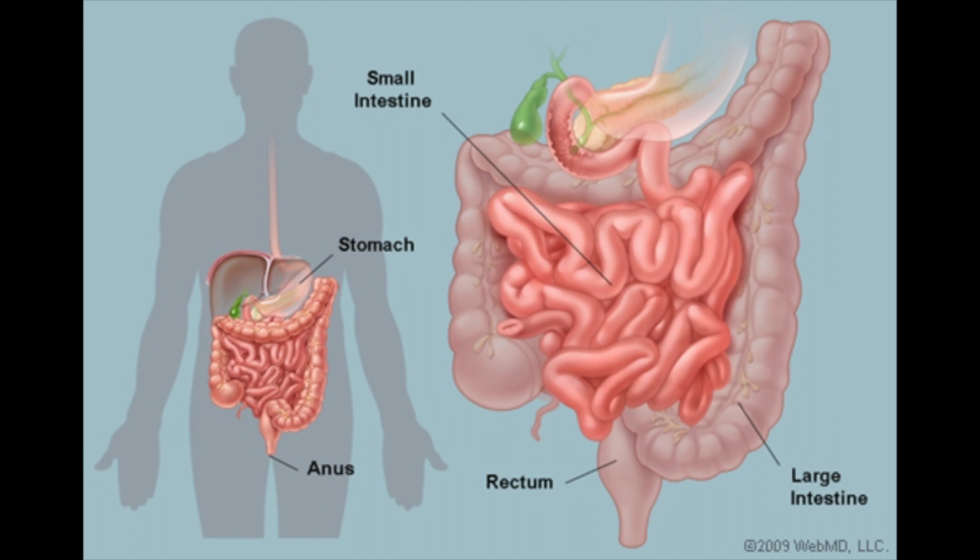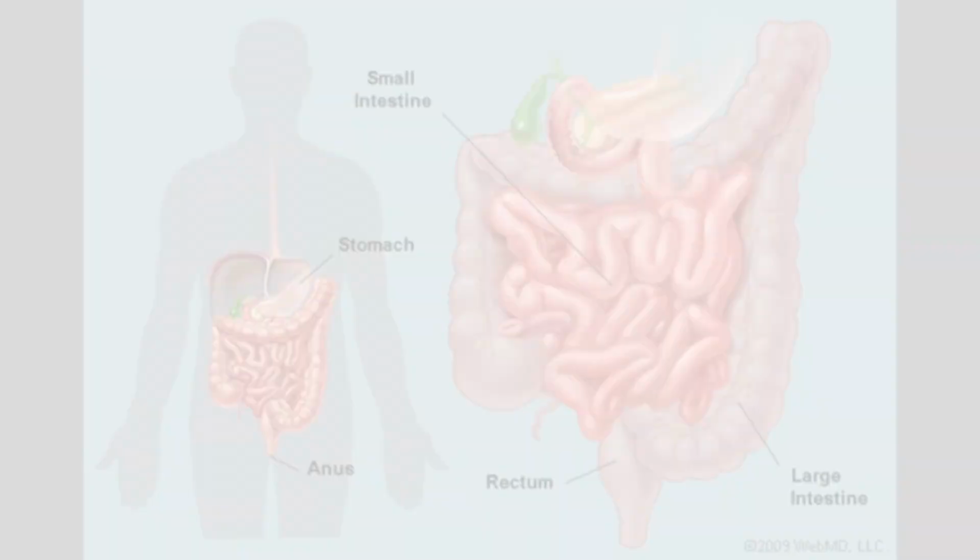For absorption, the walls of the small intestine are lined with convoluted walls to increase the surface area. The surface area is covered in villi. Each villus contains blood vessels and lymph vessels that connect to the bloodstream and the lymph system to absorb.